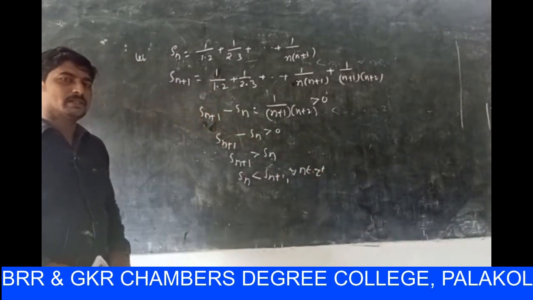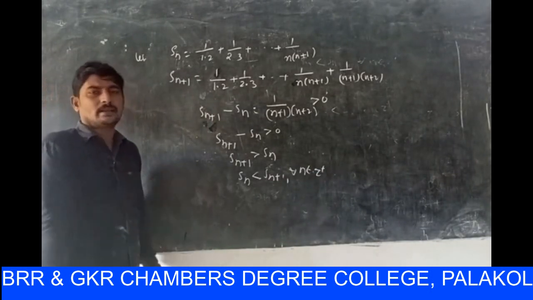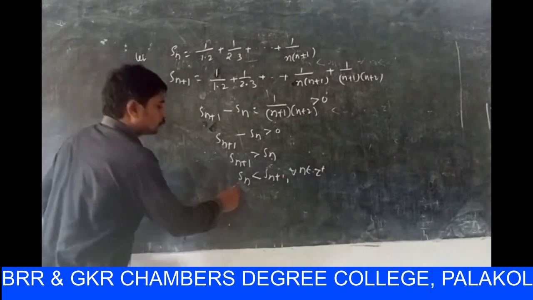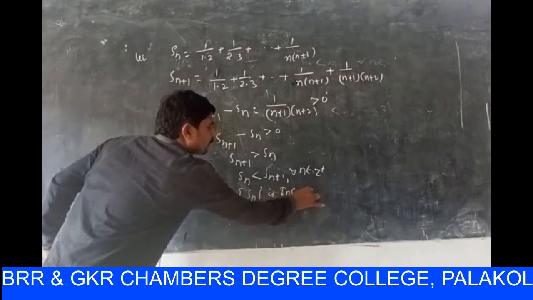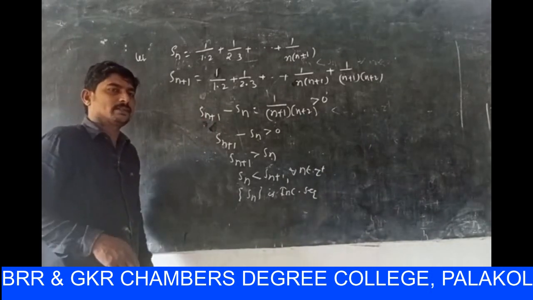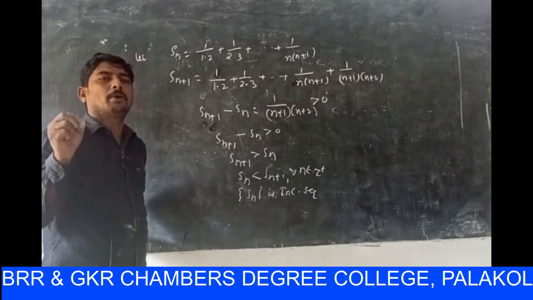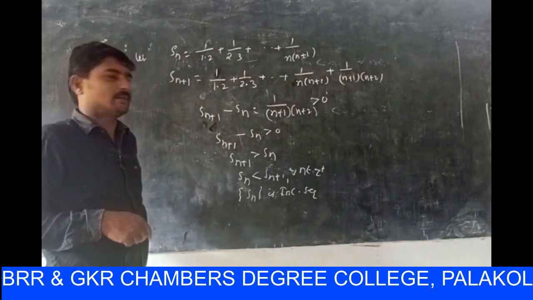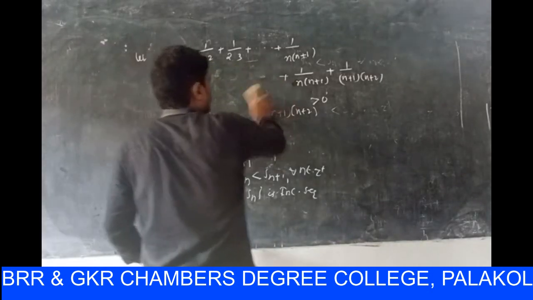Already we know that from this relation we say that the sequence Sn is an increasing sequence. So far we have shown that the sequence Sn is increasing. Already we discussed when a sequence is said to be convergent as per the definition. Otherwise, if any sequence is increasing and bounded above, or any sequence is decreasing and bounded below, then we say that the sequence is convergent. Let us see whether it is bounded below or bounded above.